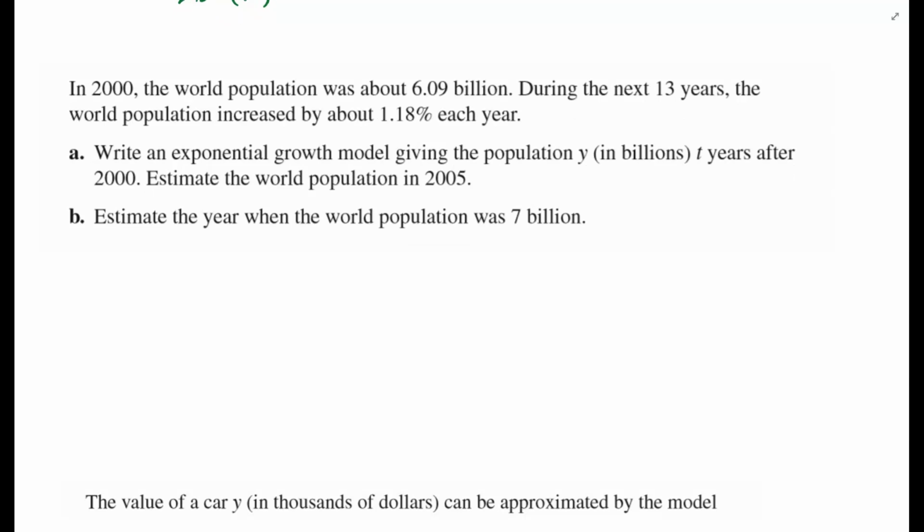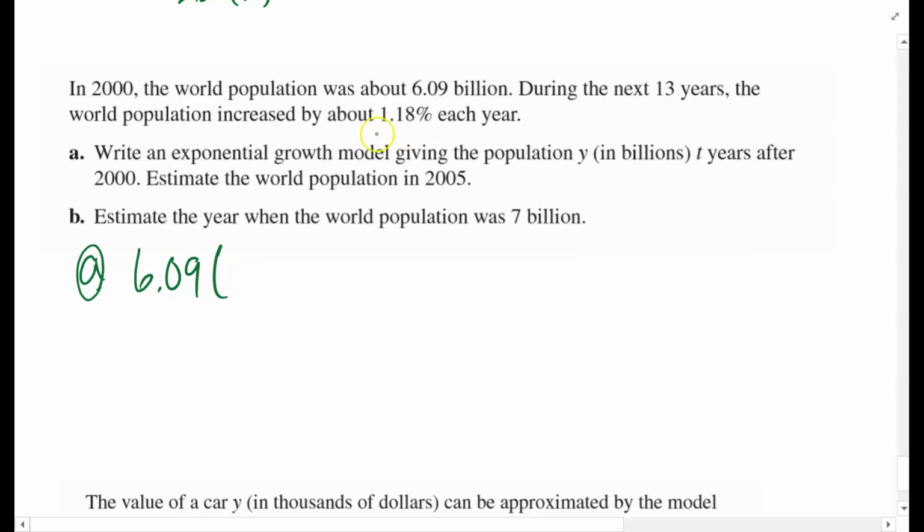In 2000, the world's population was about 6.09 billion. During the next 13 years, the world's population increased by about 1.18% each year. Now, the initial amount in this problem is going to be our 6.09 billion. And I'm just going to leave it at 6.09. We're not going to write that out in billions.